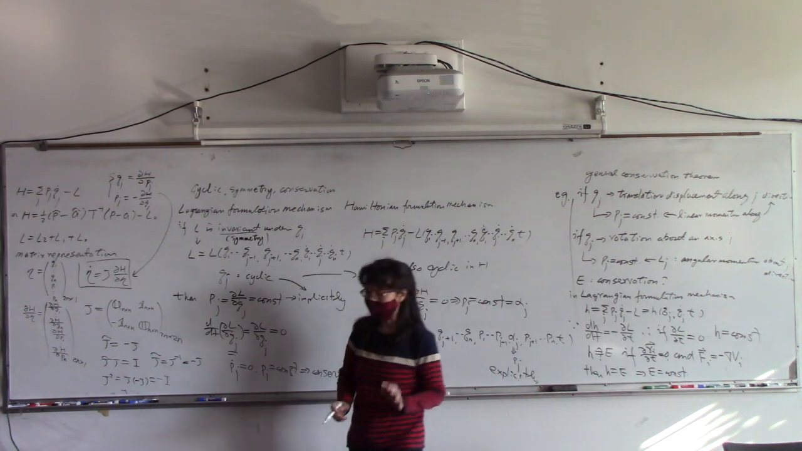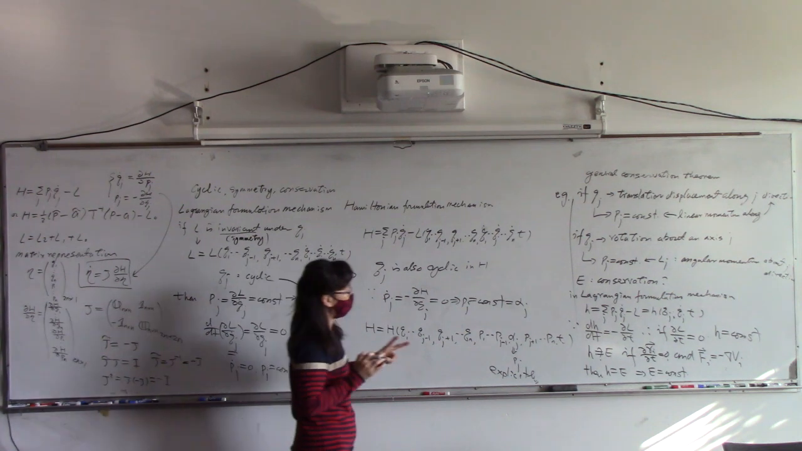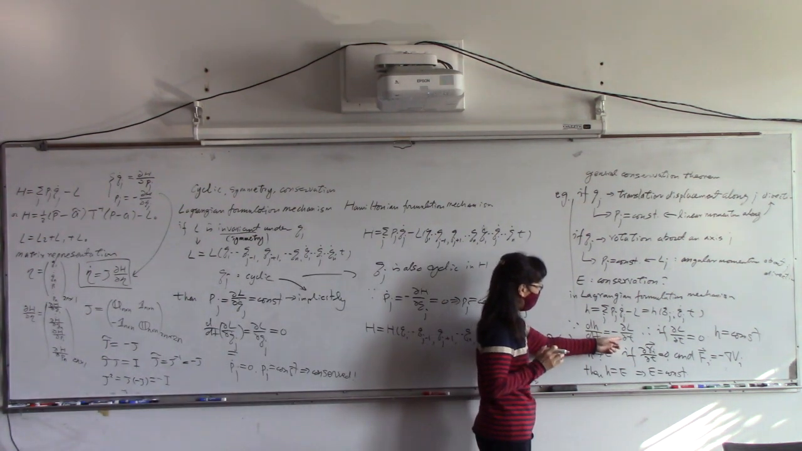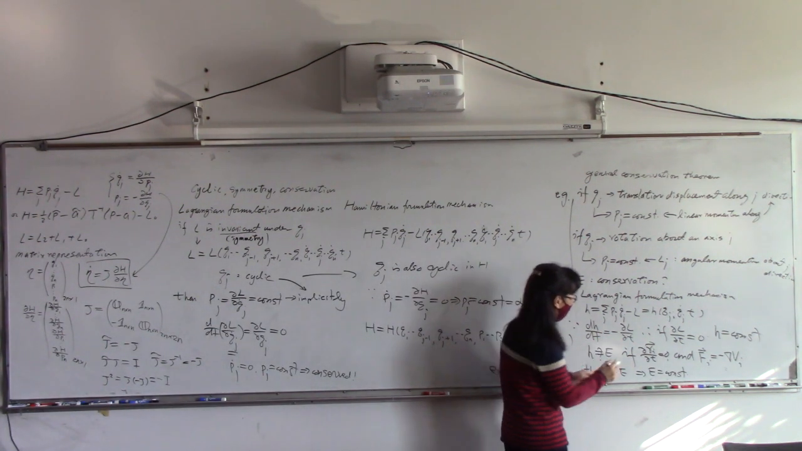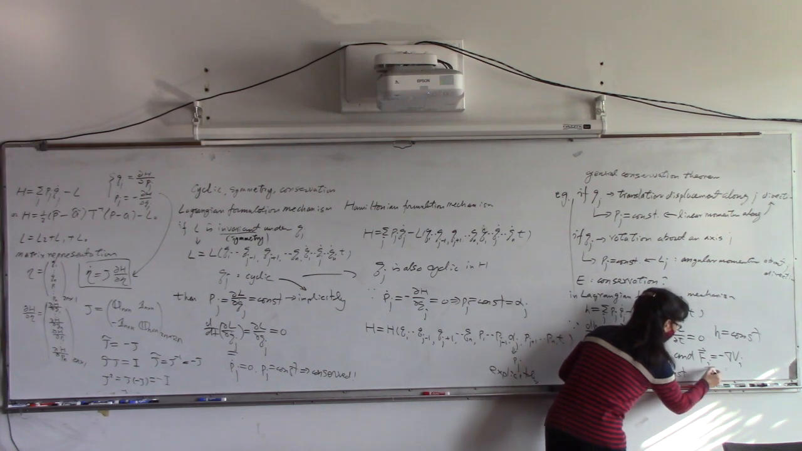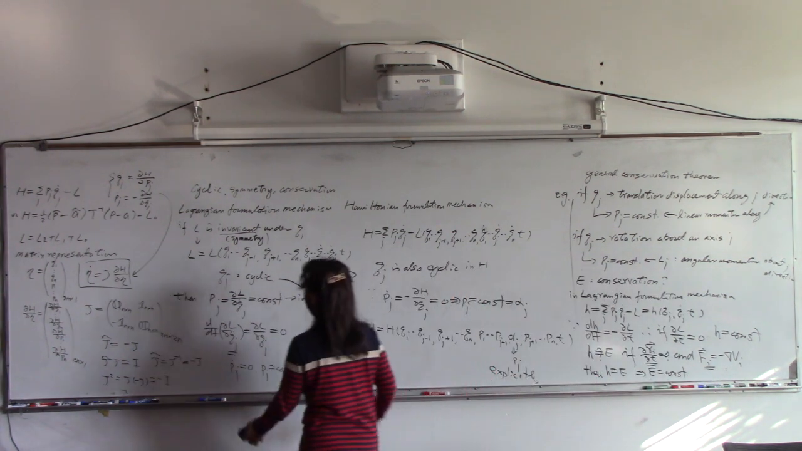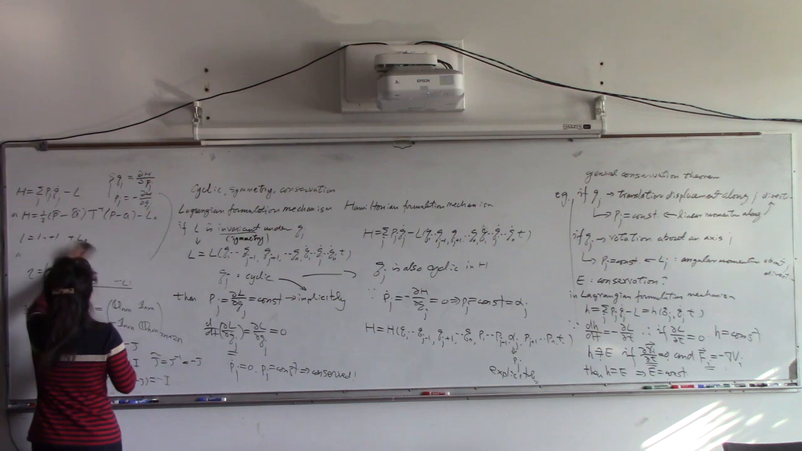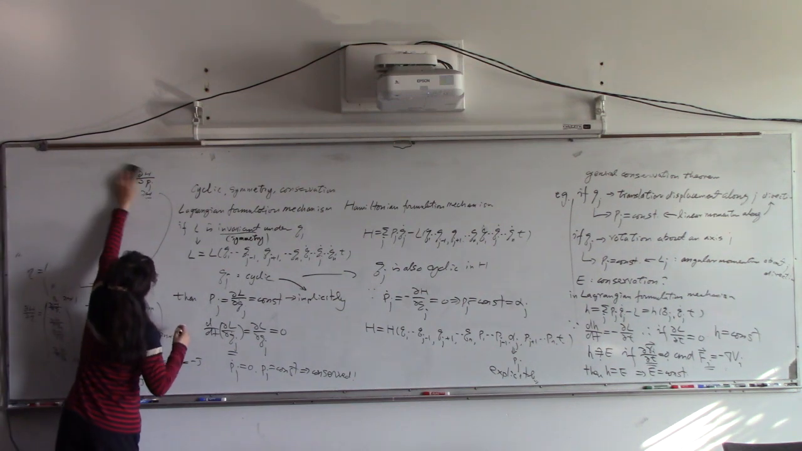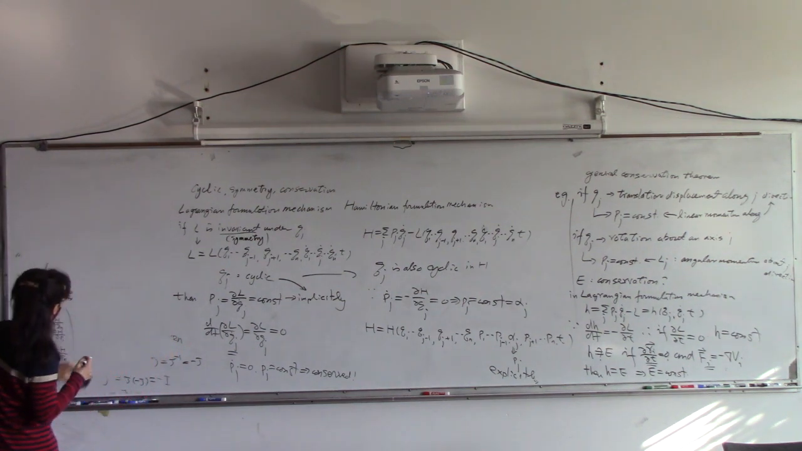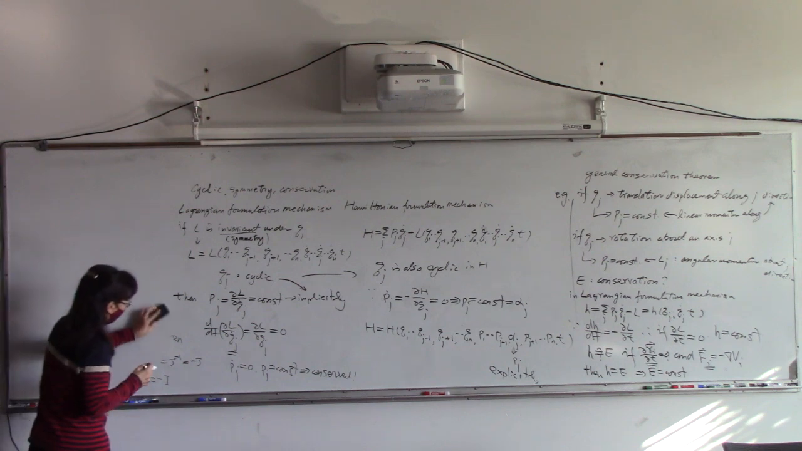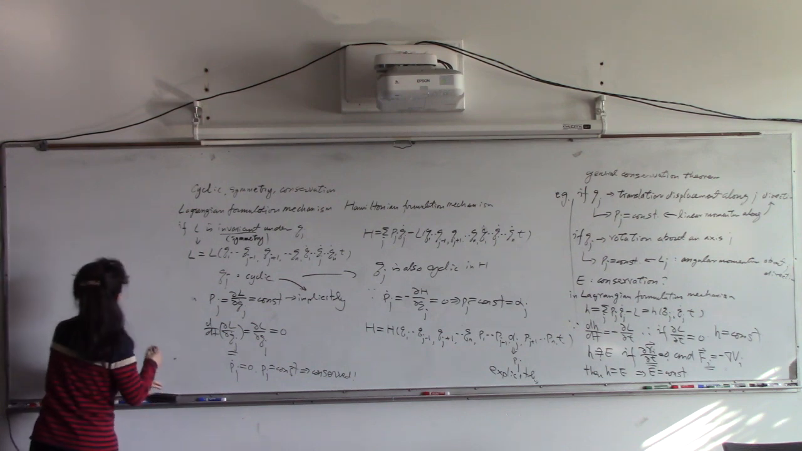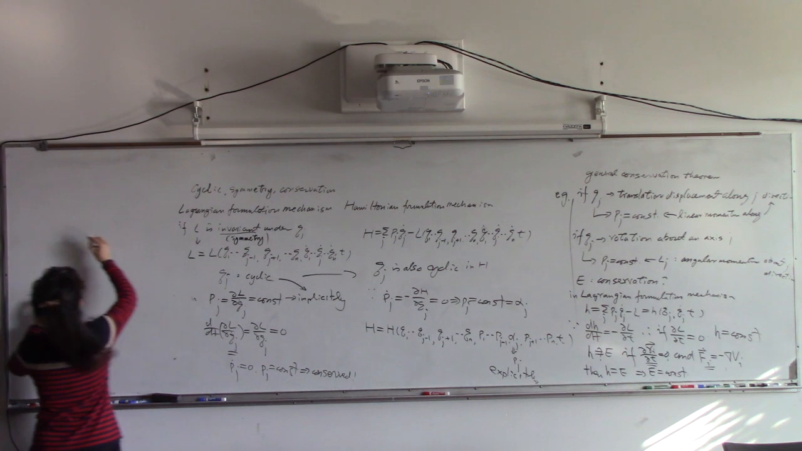So for energy conservation, we need to judge two conditions. First, look at whether the Lagrangian depends on time or not. Then we look at these two conditions, right? Remember this. And similarly, let's look at the Hamiltonian. We also discussed that the Hamiltonian in general is not equal to energy.